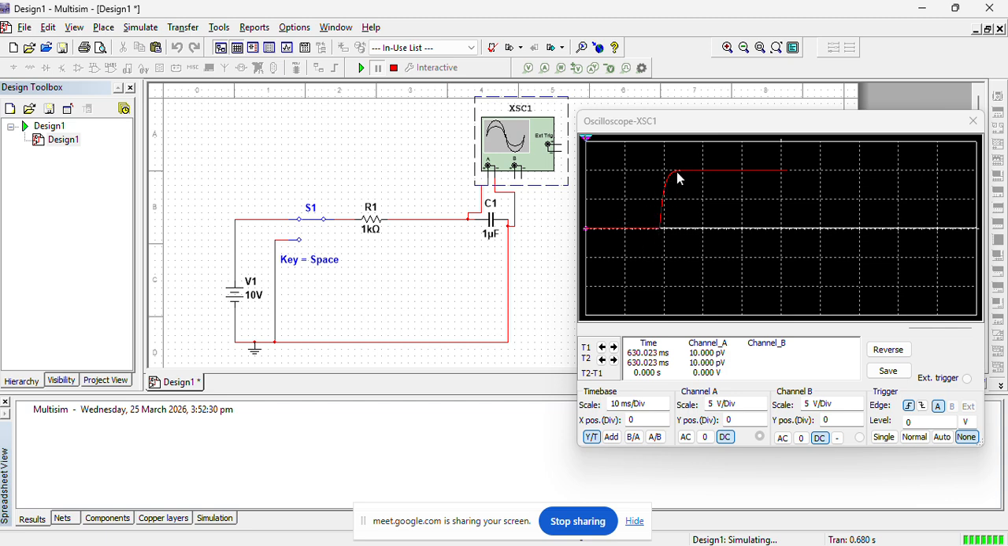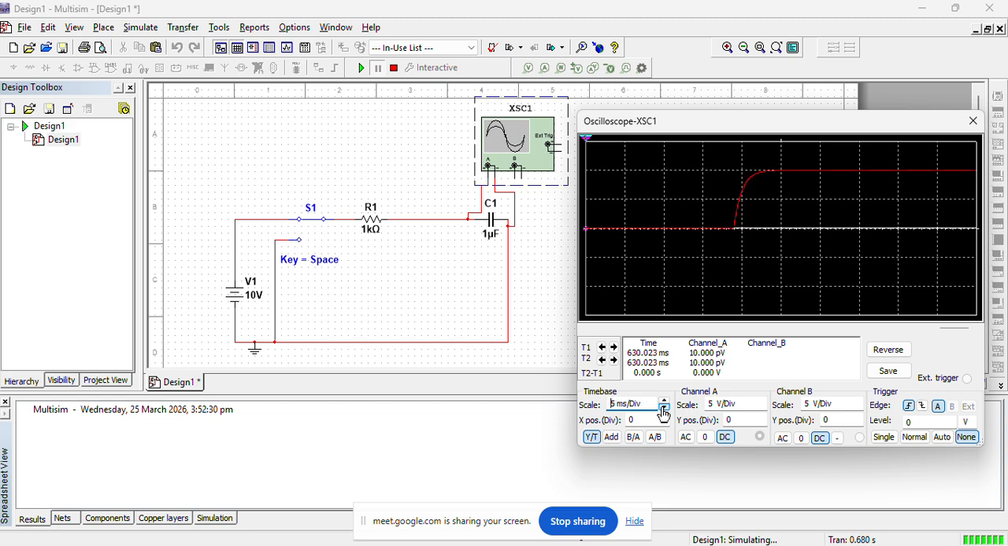So the waveform has gone up to 2 divisions. This means this has reached the maximum supply voltage of 10 volt. Now how to verify this? In order to verify, first of all, let's reduce the time base to zoom the waveform horizontally.